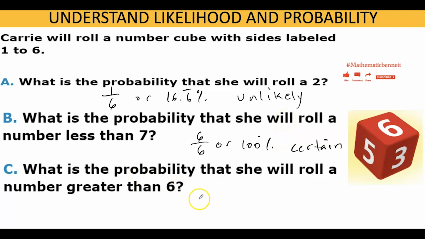What's the probability that she will roll a number greater than 6? We know that there are 6 numbers on the number cube. How many numbers are greater than 6? No number is greater than 6. So this is 0%, and we know this is impossible to occur. No matter how many times you roll that number cube, you will never get a number greater than 6. So it's impossible to occur.